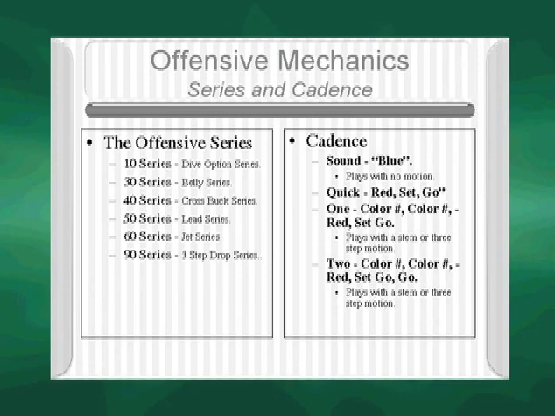Our quick cadence goes as follows: red, set, go. And when we go on one, we like to use a color and a number, red, set, go. And this allows us to use any type of motion that we want to in the system. When we go on two, we also use a color and a number, red, set, go, and go for the second cadence, which keeps the defense off guard.